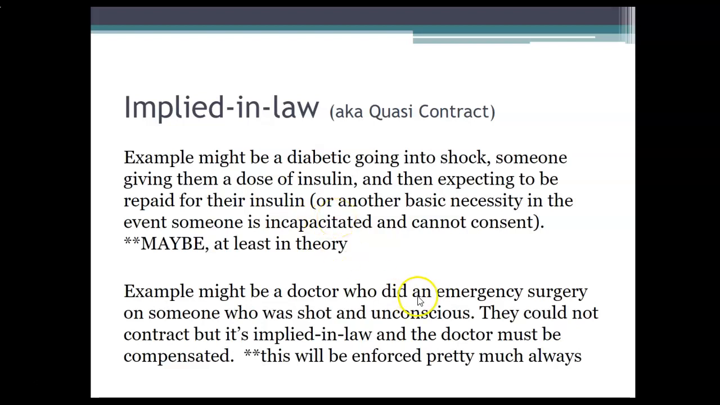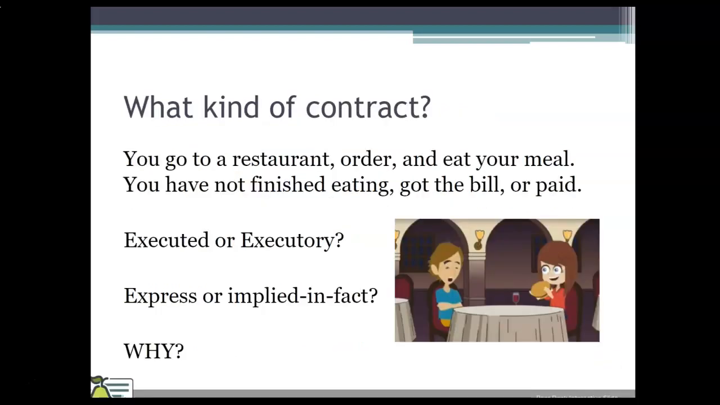Or a doctor did an emergency surgery on you because you were shot and you were unconscious. Well, they're going to do surgery and you're still going to have to pay for the surgery. That's an implied in law or a quasi contract because it's fair. They can't do a surgery and save your life and you say, sorry, I didn't agree to it. There was no signing of the dotted line, because they have to do that and you have to pay for it.